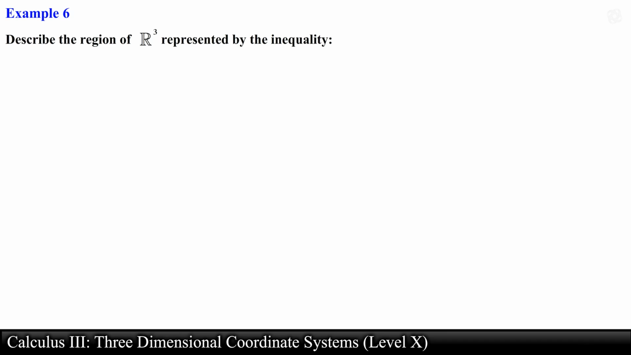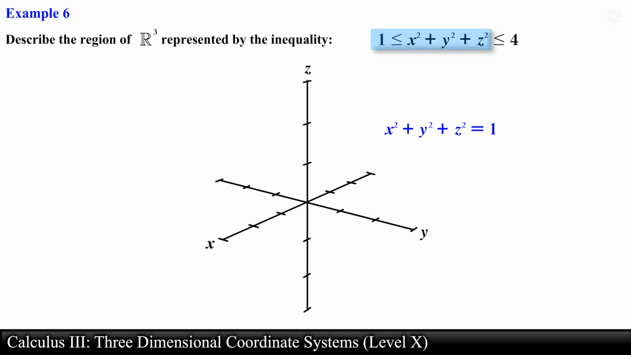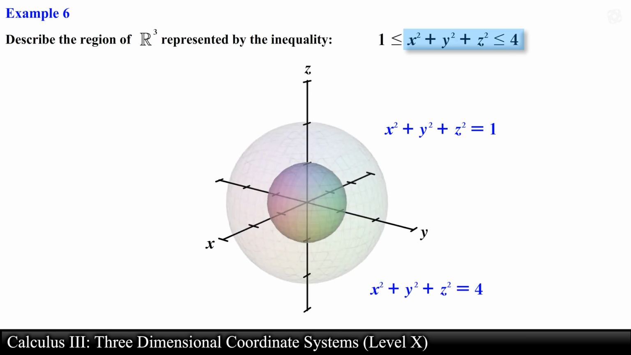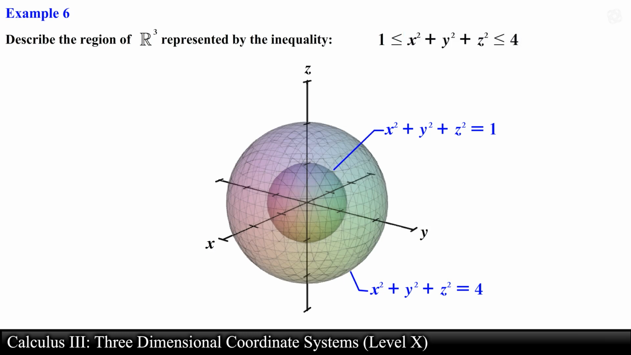Describe the region of R cubed represented by the inequality. Alright, once again, we have an inequality defined by a given region. In this case, the middle function represents a sphere, and the numerical values represent the smallest and largest value of the radius that the sphere can attain. So let's go ahead and graph the equation x squared plus y squared plus z squared equals 1, and the equation x squared plus y squared plus z squared equals 4. We essentially have 2 concentric spheres centered on the origin.